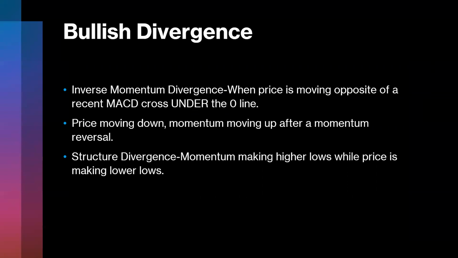That was kind of like the chart I showed you earlier, where the first time I said we had divergence. I'll pull that up here in a second. To reiterate, it's when the price is moving opposite of a recent MACD cross under the zero line. So let's say you get a bullish cross under the zero line of the MACD, but yet the price is continually going down. This is what I call inverse momentum divergence, because realistically, according to the momentum, the price should start basing and moving up.